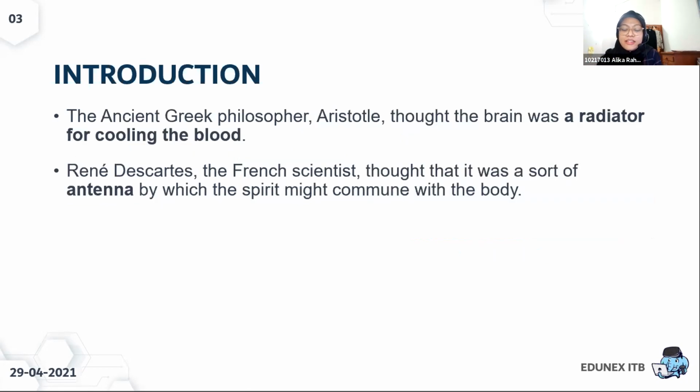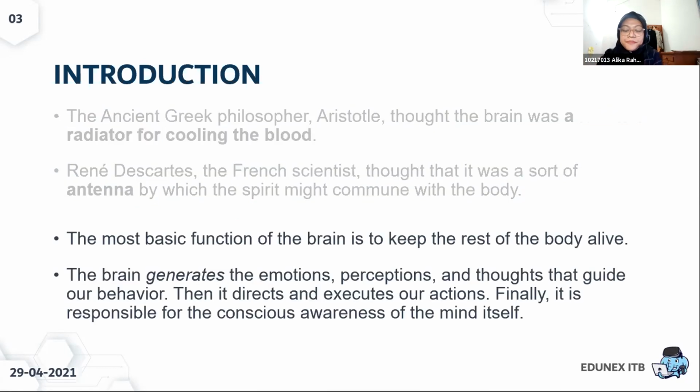But humans, as thinking creatures, began to question: what is the brain? What does it do? The ancient Greek philosopher Aristotle thought the brain was a radiator for cooling the blood. And Rene Descartes, the French scientist, thought it was a sort of antenna by which the spirit might commune with the body. And finally, it is now that the full wonder of the brain is being realized.